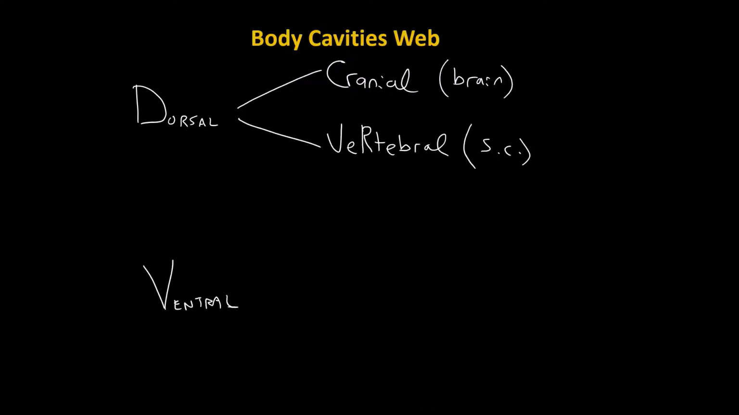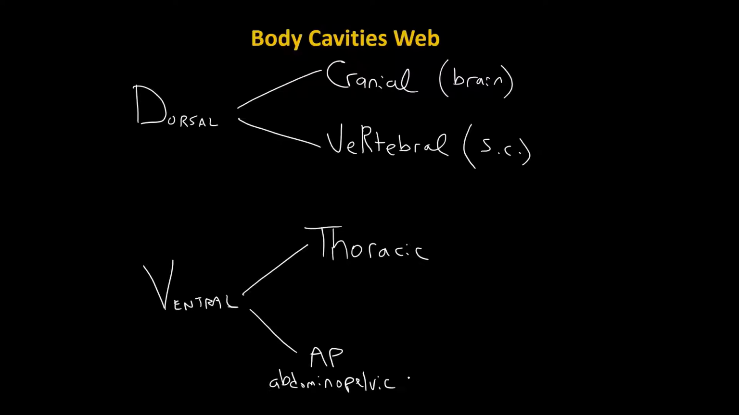Now, the ventral cavities are a little bit more complicated. We can still start off with two divisions, TH and AP. So TH is for thoracic. Thoracic, having to do with the chest, and AP is abdominopelvic. Abdominopelvic, having to do with the abdomen and the region lower than it, inferior to it, the pelvic region.